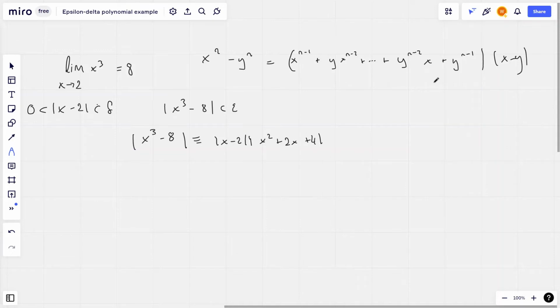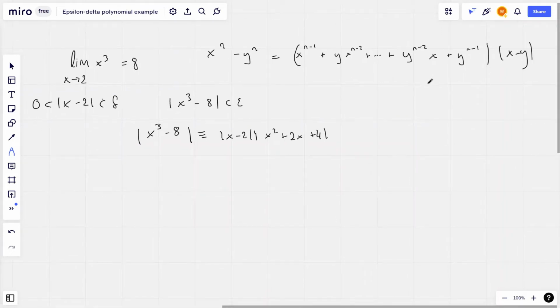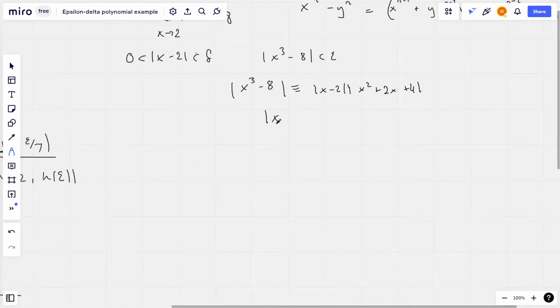You may prove this another way. However, this is true. This is a true statement. So we have that x minus 2 times the modulus of x squared plus 2x plus 4 is less than epsilon. Okay, so this is good news. We have this here, these match. So now we just need to find some sort of value for the modulus of x squared plus 2x plus 4.